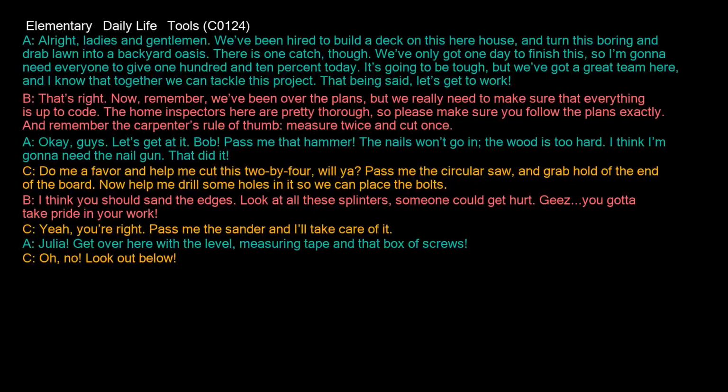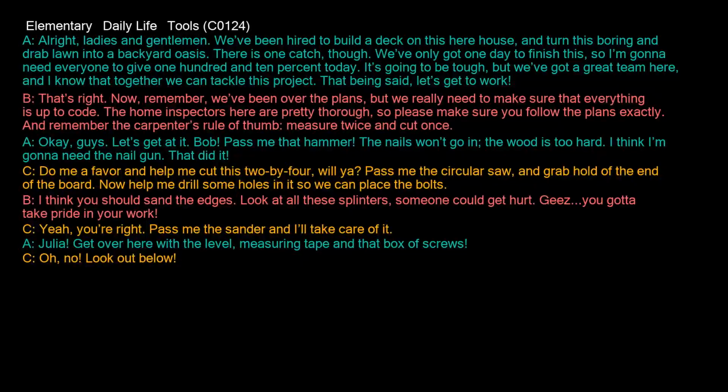All right, ladies and gentlemen, we've been hired to build a deck on this here house and turn this boring and drab lawn into a backyard oasis. There is one catch, though. We've only got one day to finish this, so I'm going to need everyone to give 110% today. It's going to be tough, but we've got a great team here, and I know that together we can tackle this project. That being said, let's get to work. That's right. Now, remember, we've been over the plans, but we really need to make sure that everything is up to code. The home inspectors here are pretty thorough, so please make sure you follow the plans exactly. And remember the carpenter's rule of thumb: measure twice, cut once. Okay, guys, let's get at it.